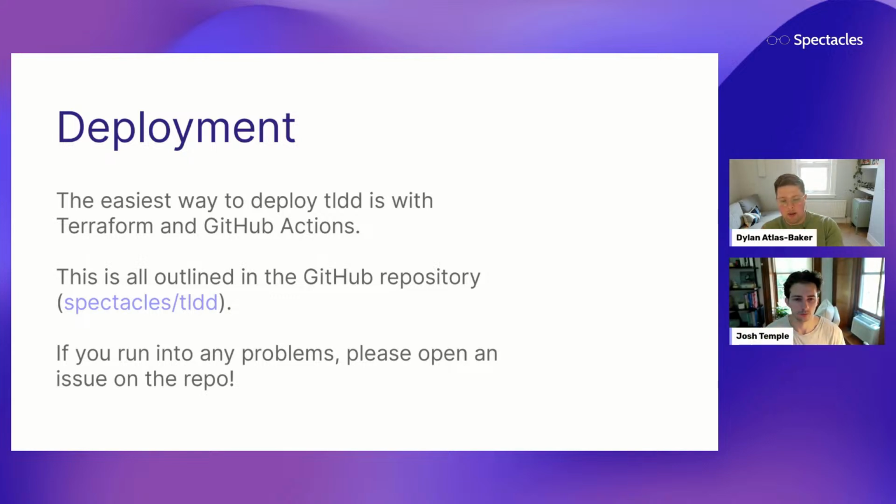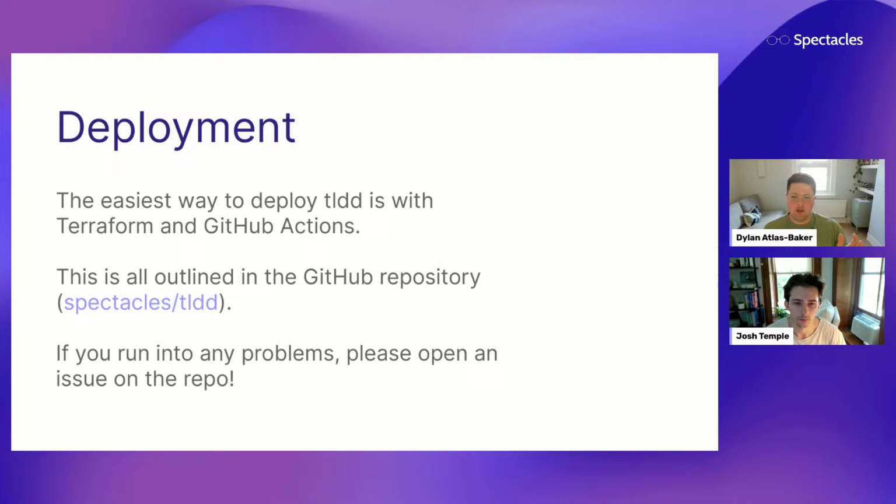So if this is something that you want to deploy yourself, you can do so. If you go to GitHub to Spectacles Tldd, you will find the repo where this all lives. We have tried to make this as easy as possible to deploy. We have set up both Terraform and GitHub Actions, which, if you're using GitHub, will actually manage the deployment for you. So that is all there. There are instructions in the README.